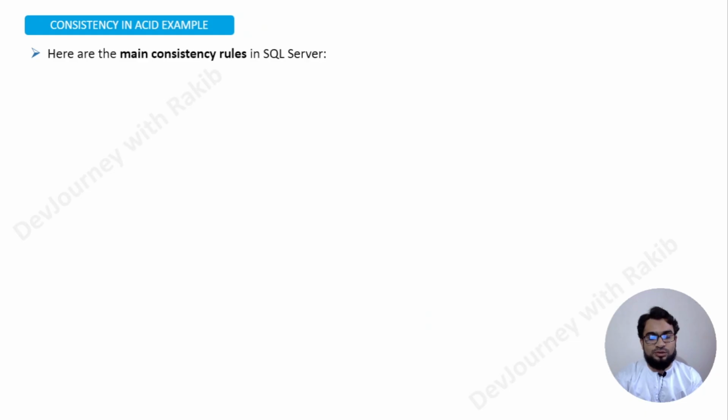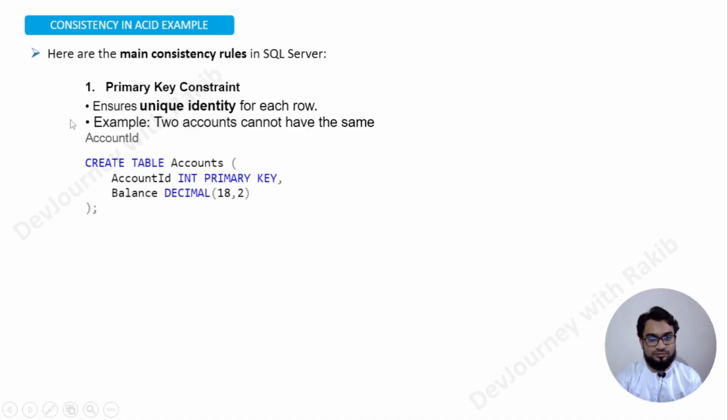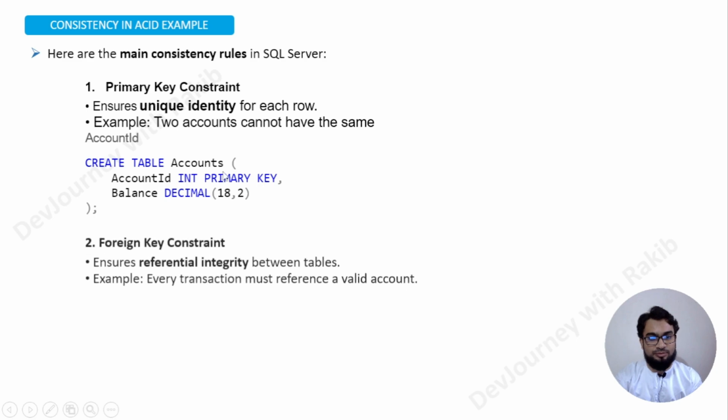Here are the main consistency rules in SQL Server. These are the built-in rules in SQL Server. We have the primary key constraint, which ensures a unique identity for each row. Example, two accounts cannot have the same account ID. That means this is the primary key.